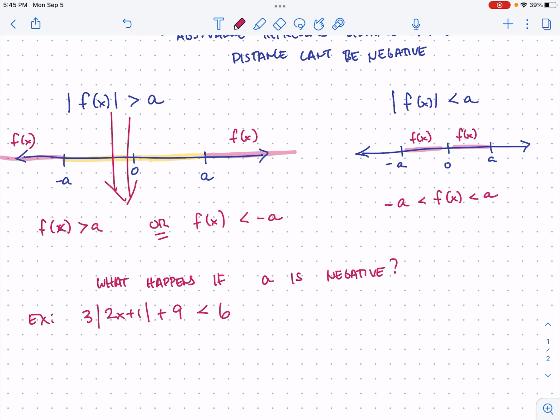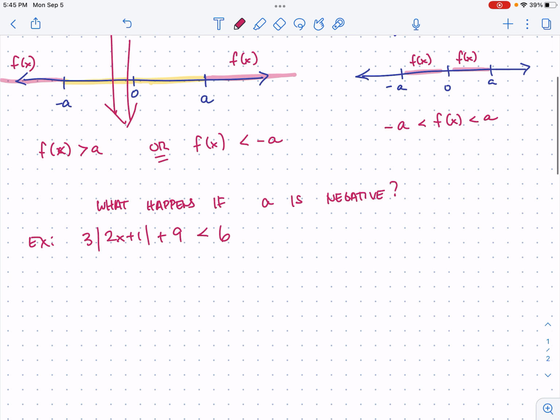Now, at first glance, everything looks good here, right? I have a nice positive number and it looks as if I can proceed. However, we know that we can't really do this problem. In this case, my f of x is the 2x plus 1. It's a nice linear function of x inside my absolute value. I can't really proceed here until I get that absolute value isolated. So to do that, I'm going to move the 9 over. I'm going to get a negative 3 when I do 6 minus 9, so I've subtracted 9 from both sides there. And then I'm going to divide everything by 3, and now I have the absolute value of 2x plus 1 is less than negative 1.